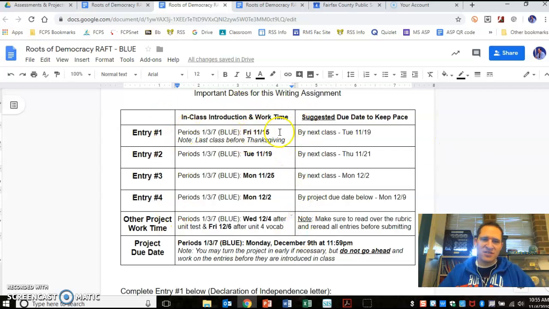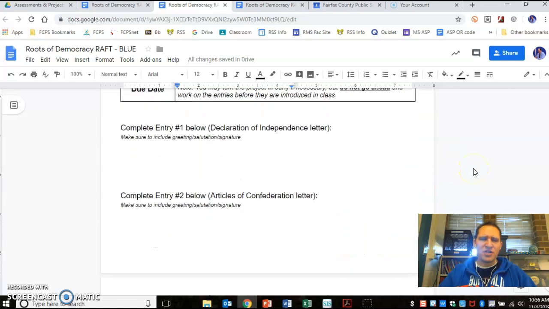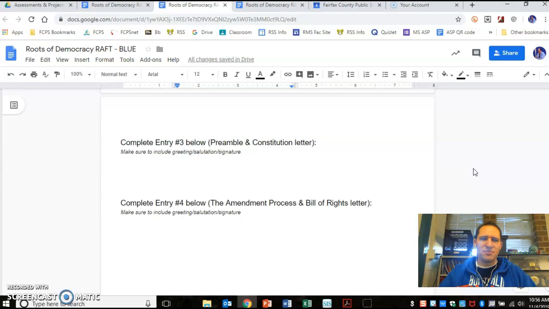The first class is going to be Friday the 15th, Tuesday the 19th, skip a day, and then we'll go Monday the 25th, Monday the 2nd of December after Thanksgiving, and then you'll also have time on Wednesday the 4th after your unit test and Friday the 6th after we start Unit 4. And the due date will be Monday, December 9th, which is a gold day, but you'll have that due at the end of the day, 11:59 p.m. So you have that whole weekend plus Monday. And again, like I said, don't go ahead. And this is where you'll write your entries for each one.